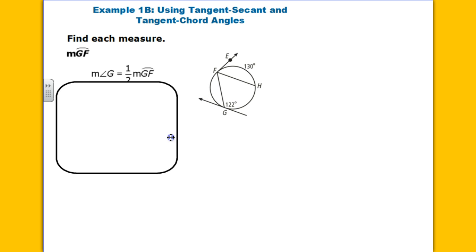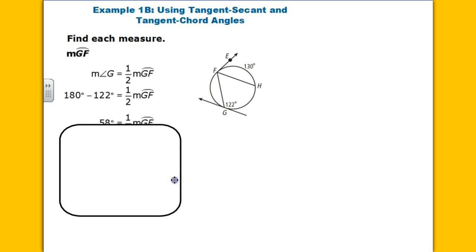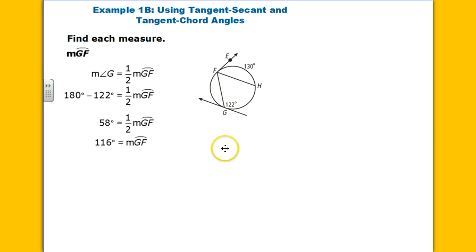Good, 58, right? And so we have 58 degrees is half of that arc. So what will we do? Multiply by 2, right? Multiply both sides by 2, and we should have 116 degrees is the measure of arc GF. So 58 would be half of that.